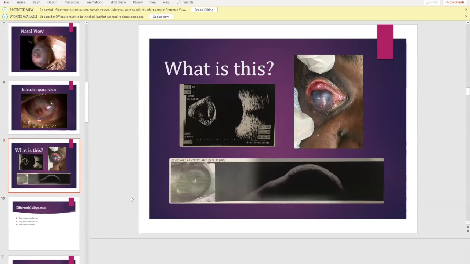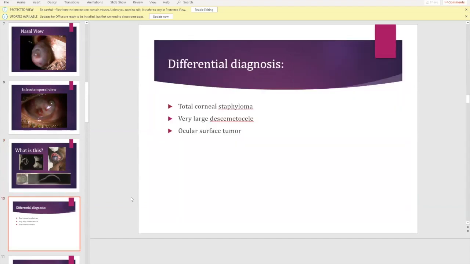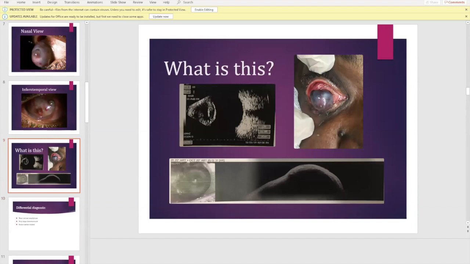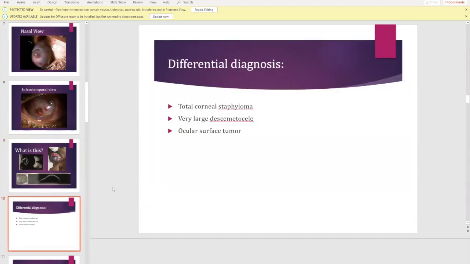So the differential I came up with for this patient was a total corneal staphyloma, or a very large Mooren's ulcer, which is less likely if you look at the anterior segment OCT. Here it's pretty thickened. And/or ocular surface tumor, but given his history, it's less likely.